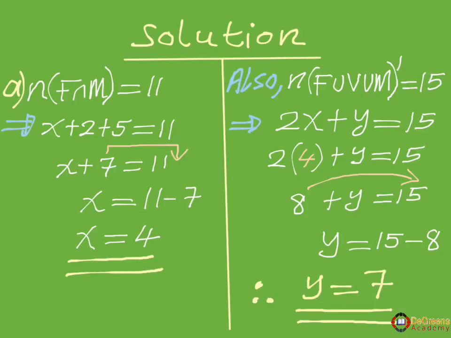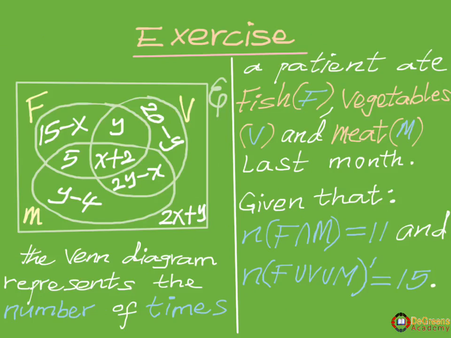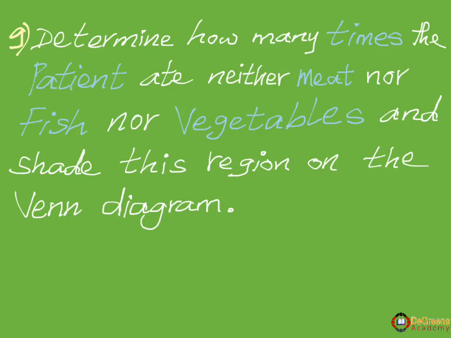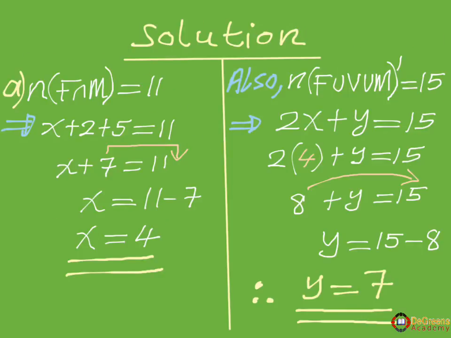In the B part, we are expected to replace those values in the Venn diagram. So again, from the Venn diagram, you have 15 minus x, y, x plus 2, 2y minus 1, and so on. So wherever there is x, replace it by 4, and wherever there is y, we will replace it by 7. So we are going to do that. So we are going to have the B part.